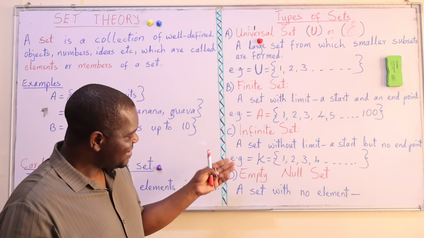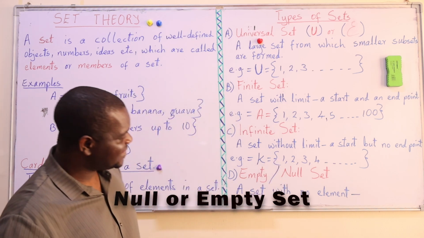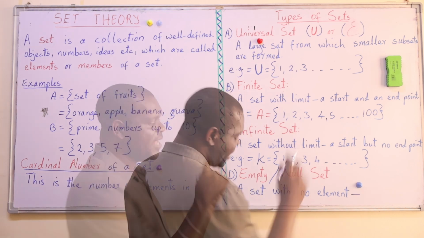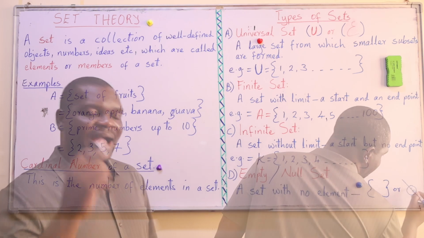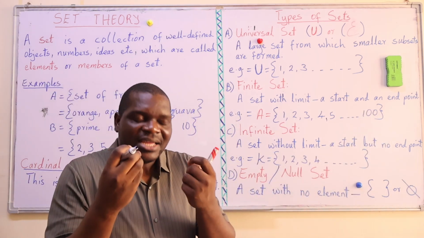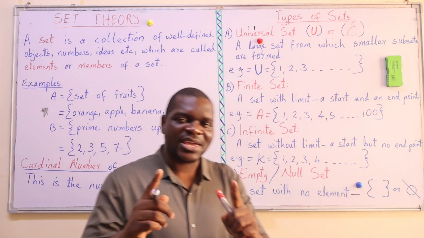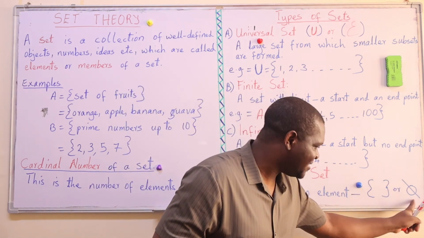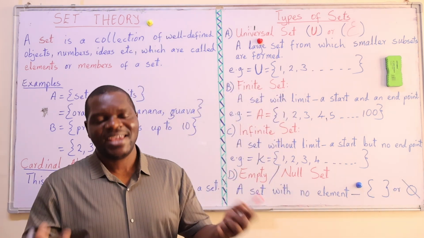Let's move to the next type of set, which is the null or empty set. This is a set with no element. But there is a trick here. With an empty set, it is either this or this. I repeat, an empty set is denoted or represented by this or this. Do not make the mistake of putting the two together. It is not this and this, but this or this. That is what makes an empty set.